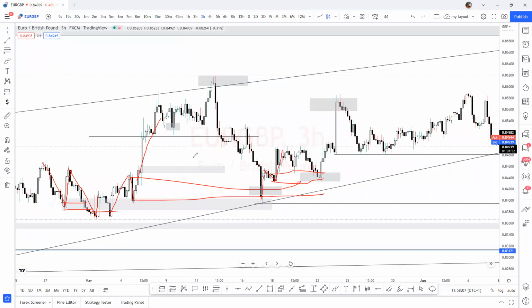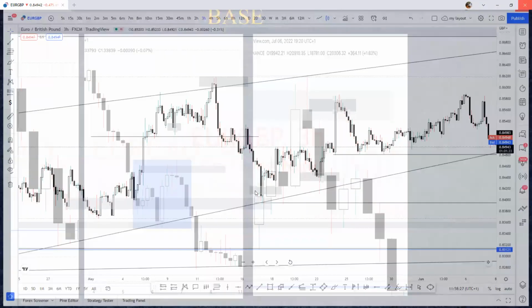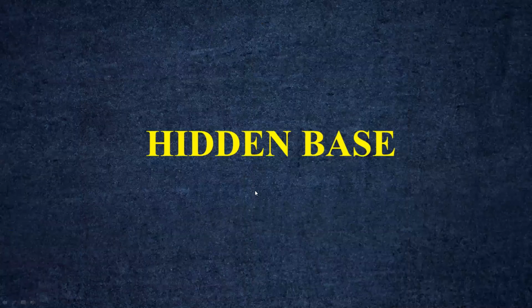But this is nothing. We are just trying to know what a rally base rally is and what a strong resistance and strong support is. We also talked about knowing the hidden base. Let me see how many minutes I've spent so far. The hidden base, I'm going to go deep into the hidden base.